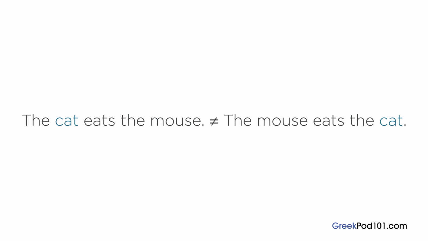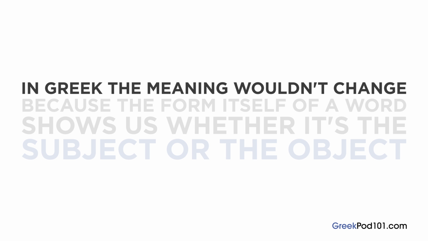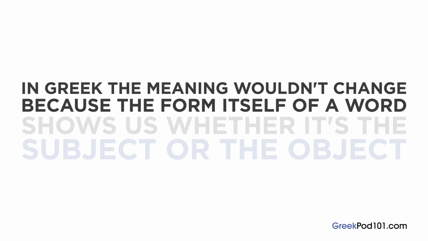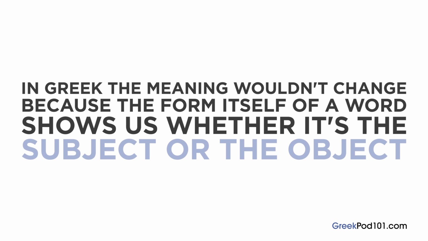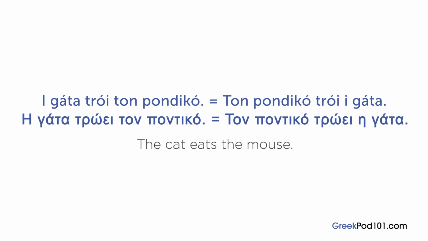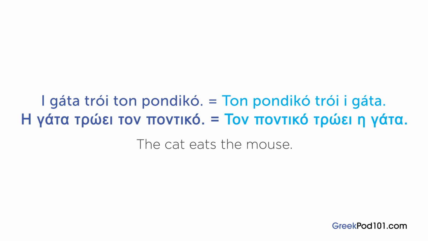By swapping the nouns cat and mouse, the meaning changes completely. However, in Greek, the meaning wouldn't change because the form itself of a word shows us whether it's the subject or the object. The word order depends on what the speaker wants to emphasize, as the first word gets more attention. So the second sentence is actually more like saying, "It is the mouse that the cat eats."